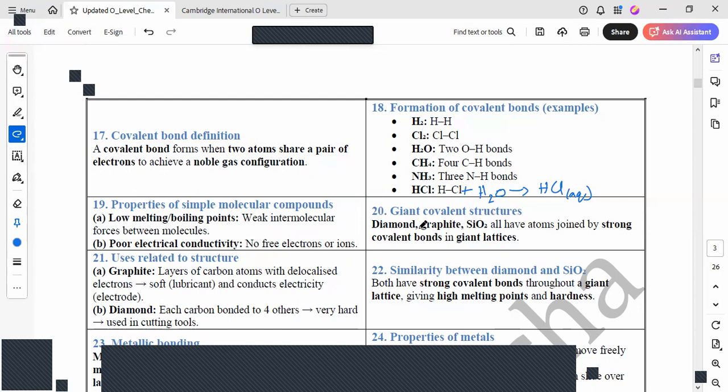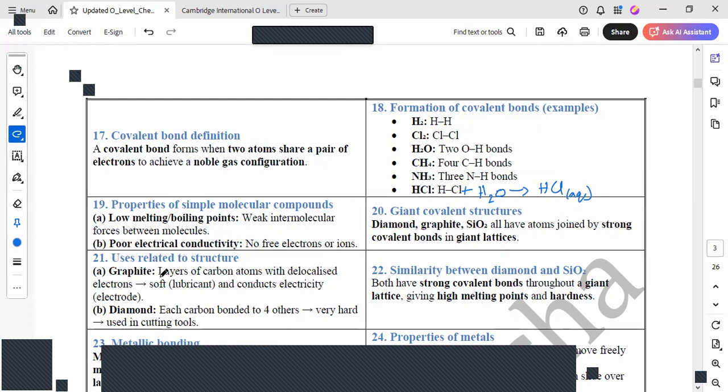Giant covalent structure. In giant covalent structures, we have examples of diamond, graphite, and silicon dioxide. All have atoms joined by strong covalent bonds in a giant lattice. You can see the structures online or in books for diamond, graphite and silicon dioxide. Graphite and diamond have related structures. They are made up of pure carbon.